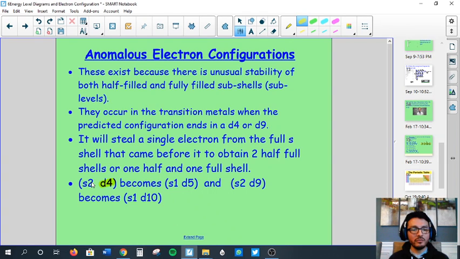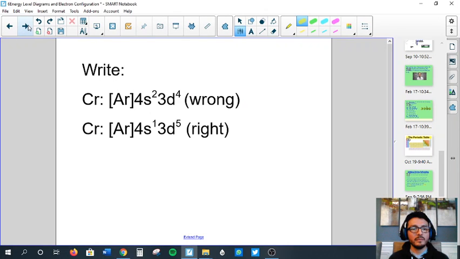So s2d4 becomes s1d5. Something similar happens whenever you have this sort of configuration. Whenever it ends with a d9, really close to having completely filled the d orbital, it's more energetically favorable to have one of the electrons from the s2 bumped into the d. So now we have s1d10. So chromium would be incorrect to write this way, and it would be correct to write that way.